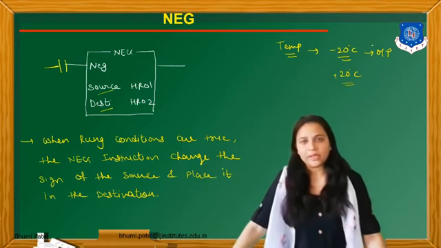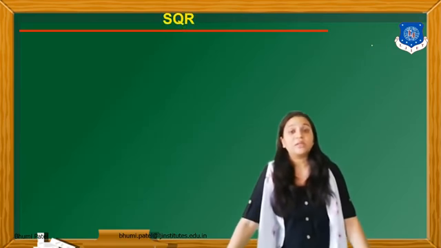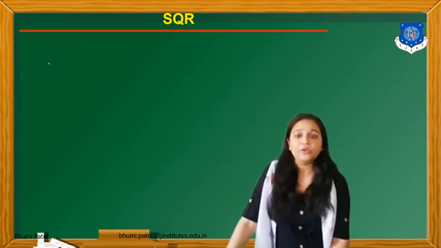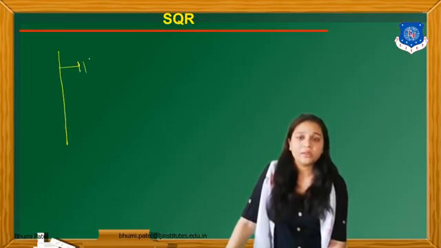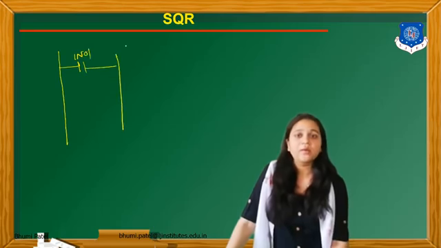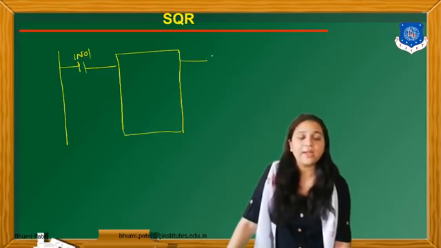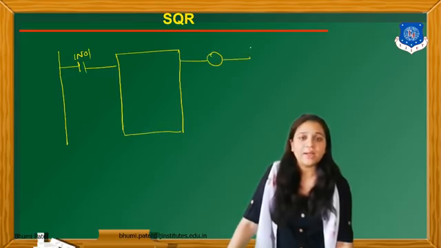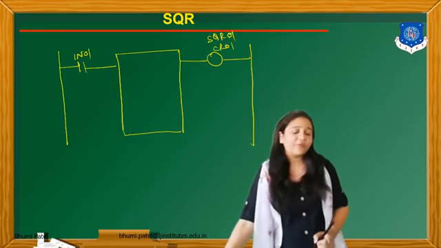And the next one is the SQR. SQR is nothing but the square root of this value. So if we require the square root for this particular value, for example if in the output we require root 2, then we have to use the command SQR. Okay, so CR01 is my output and SQR is my command for the square root.